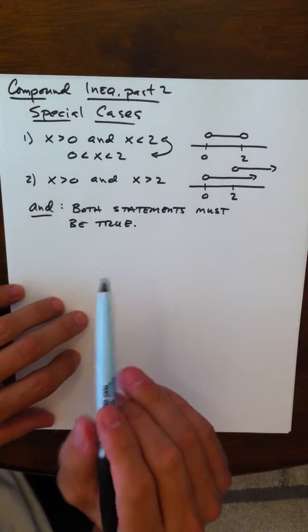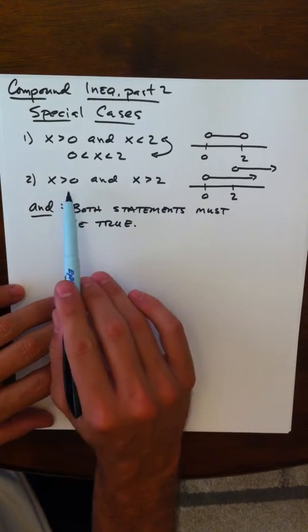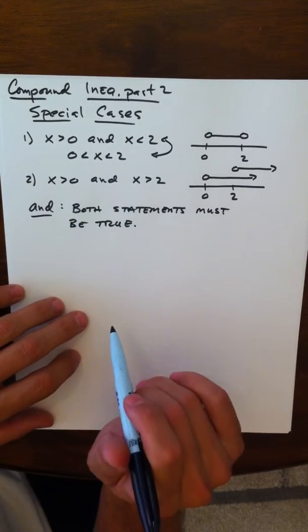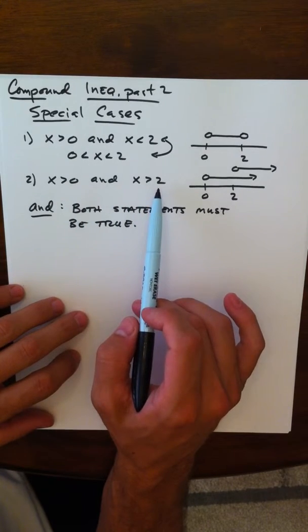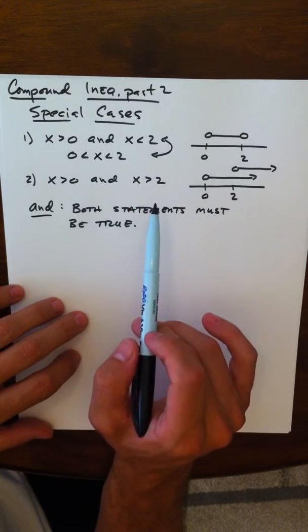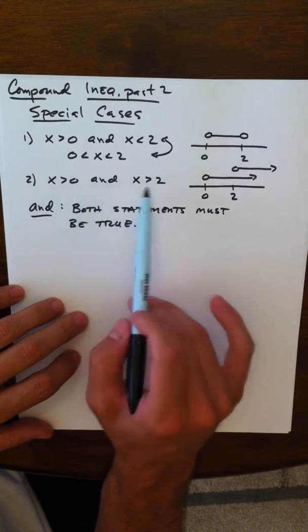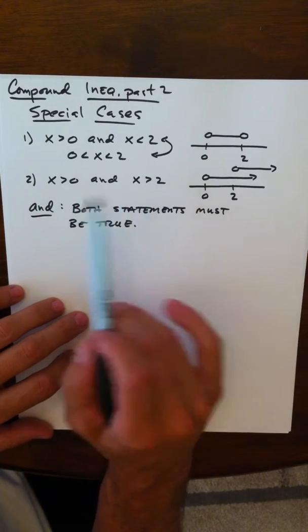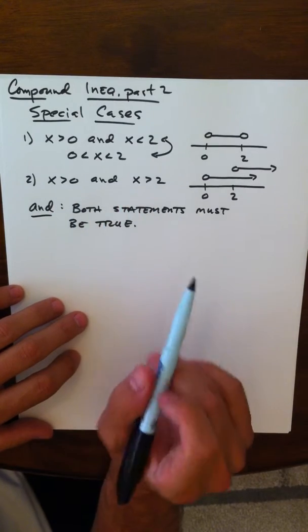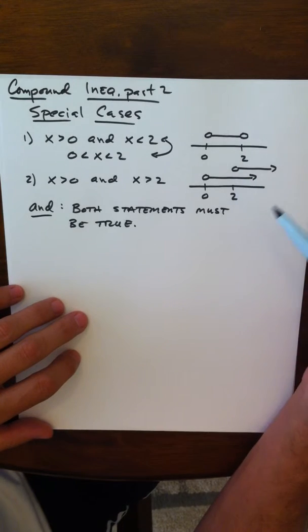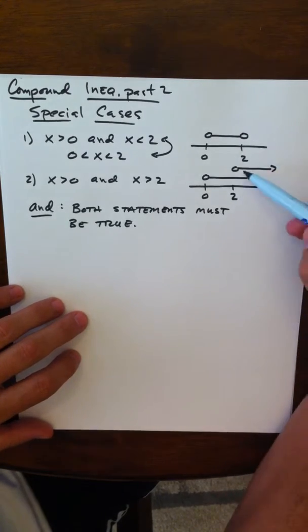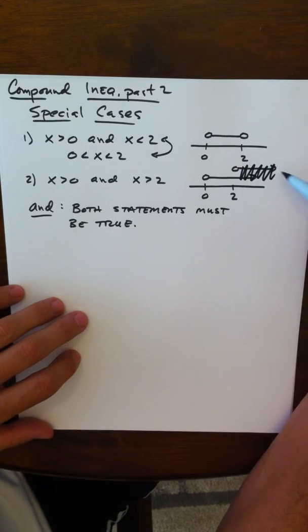Okay, so let's think about that. What's a number that's bigger than 0 and bigger than 2? Number 1. Number 1's bigger than 0, but it's not bigger than 2. How about the number 3? Yes, that fits. Bigger than this and bigger than this. 4, 5, 6. All those numbers work. Well, if we look at our graph, where are the numbers 3, 4, 5, 6? They're over here in this overlapping part.